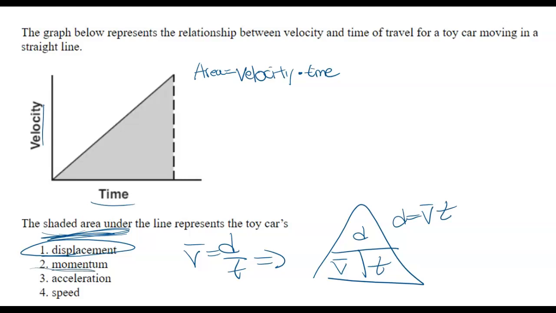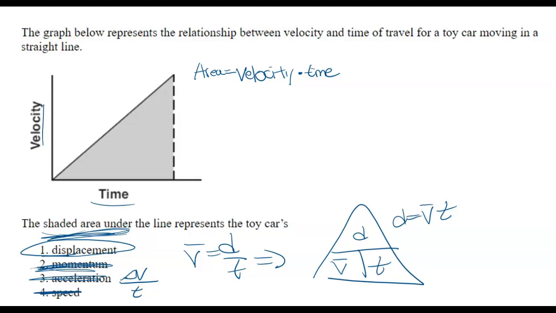It's not momentum. We haven't talked about momentum yet. It's not acceleration, because acceleration is the change in velocity. You can see the acceleration of this graph on this graph, but acceleration is change in velocity divided by time, right? So you're going to see that as the slope of this graph here. And it's not speed, because speed is just velocity without a direction. So that kind of leaves us with displacement.